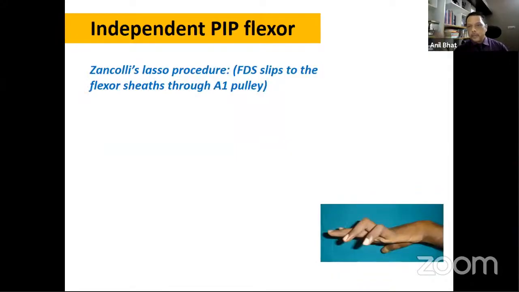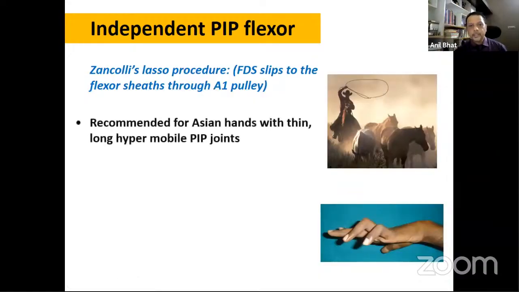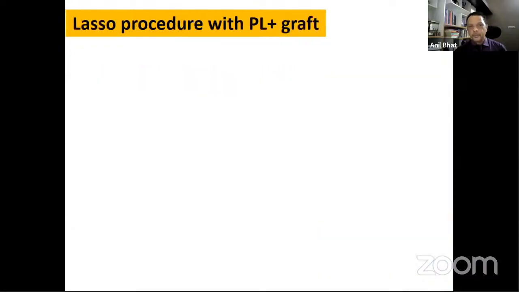The second one is you give a PIP flexor. So if you give a PIP flexor, the MCP will also flex like this. So this is a Zancolli procedure. A lasso is basically used by cowboys to tackle horses or cows. So this is the lasso which is used here. Same thing, we use the tendon graft to go around the A1 pulley and then pull it down like this. It is recommended with Asian hands with thin, long, hypermobile PIP joints. It does not add to the extending forces acting on the PIP and hence prevents swan neck deformity.